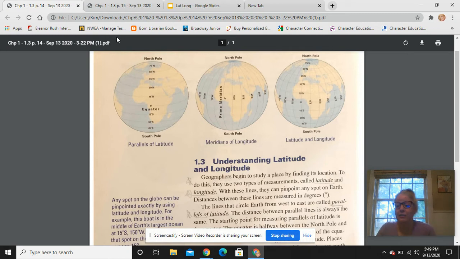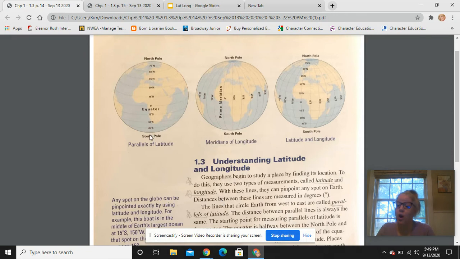If you did not receive your textbook yet, don't worry. I have scanned the pages here for you to see. If you do have your textbook, you can follow along in the book with me, or you can look on the screen. Now, you're going to want to also check in the box, the description for this assignment.